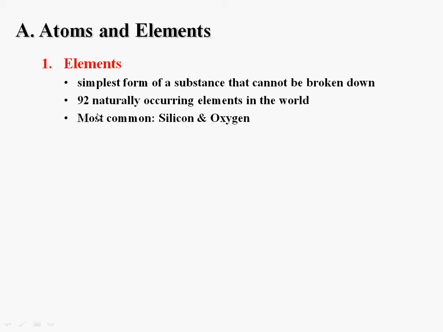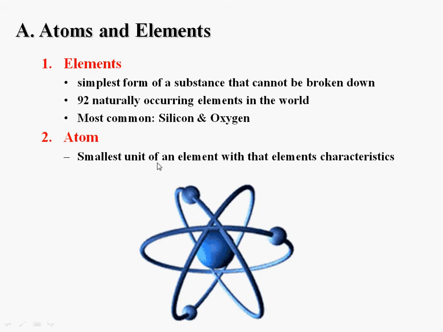There are 92 naturally occurring elements. Actually, what's interesting is when I was a kid, the periodic table wasn't much bigger than 102, and now we've synthesized a large number of elements in the laboratory, and so now I think the latest number was 118. Again, 92 naturally occurring, with the largest being silicon and oxygen. And if we think about what silicon and oxygen are in, they're pretty much in quite a bit of things.